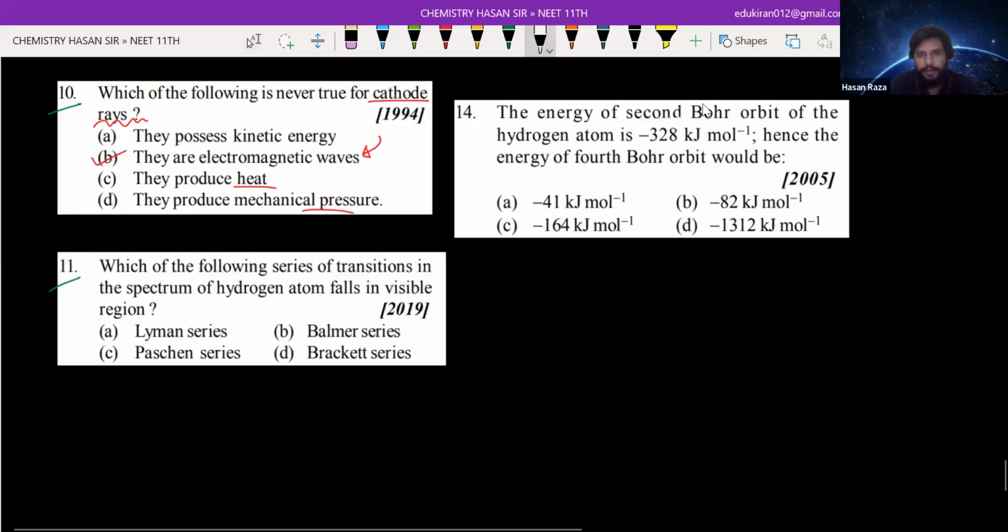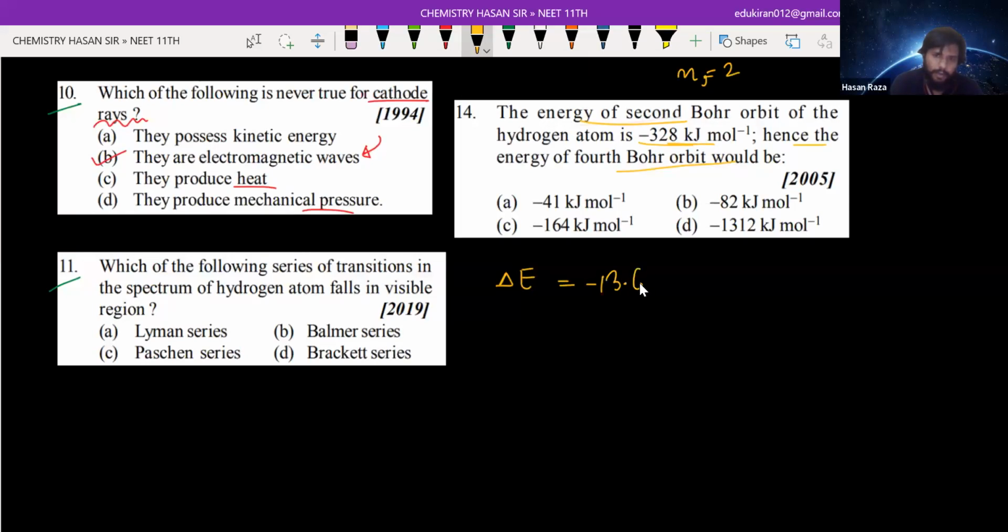The energy of the second Bohr orbit. You know that second Bohr orbit means n is equal to 2. The energy of the second orbit of the hydrogen atom is given in kilojoule per mole. Hence, they are asking the energy of the fourth Bohr orbit. So what we are going to do: calculate the delta E. Do you know delta E has a formula: minus 13.6 Z square into 1 upon n1 square minus 1 upon n2 square?